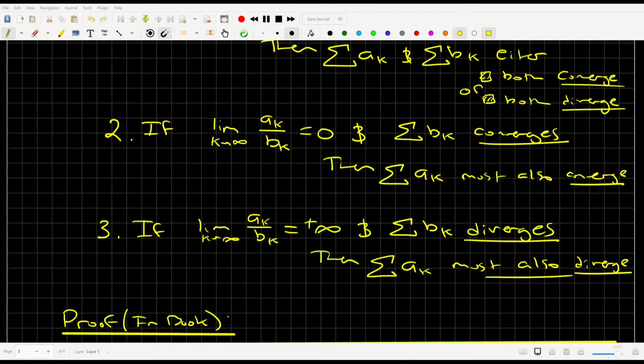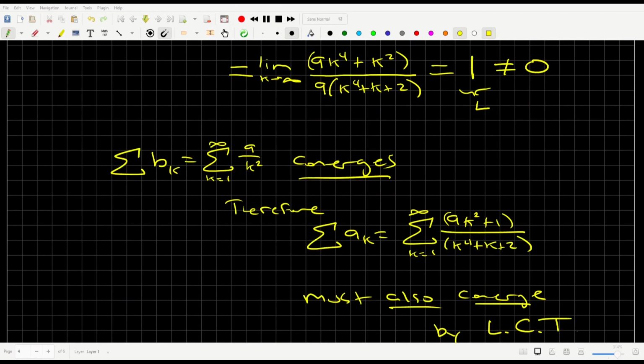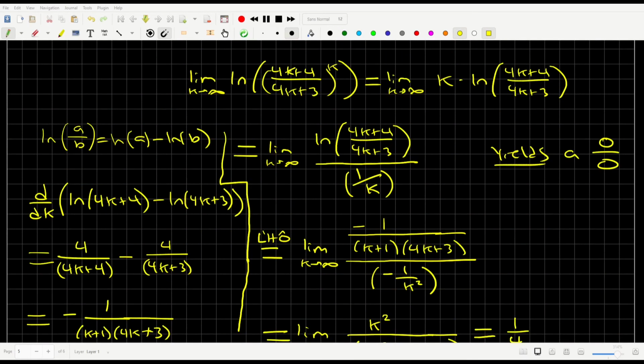But the main result of part 2 of the LCT is that if you can find, for a complicated sequence ak, a sequence bk that's a simpler comparison sequence or comparison series, such that the limit of the ratio of ak to bk is 0 and the series of the bk's converges, then we can conclude by the LCT that the series of ak's must also converge. So this is going to be the final example that I do in the lecture.